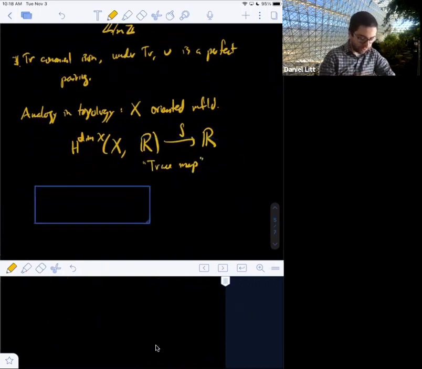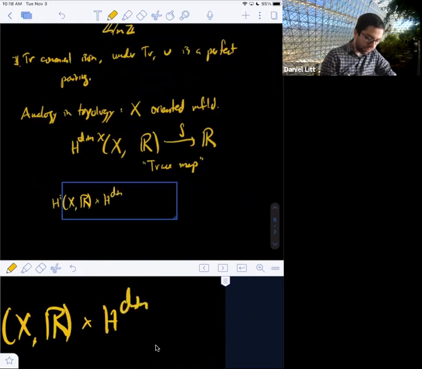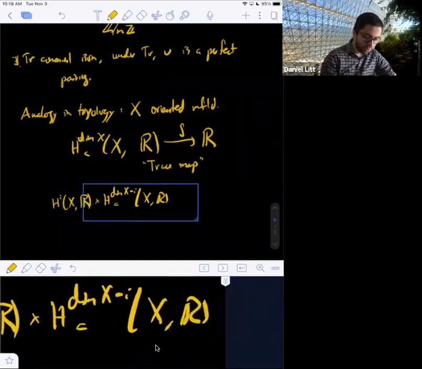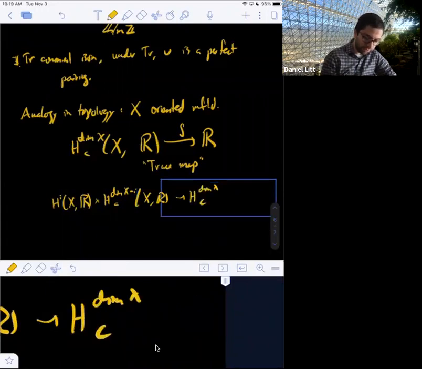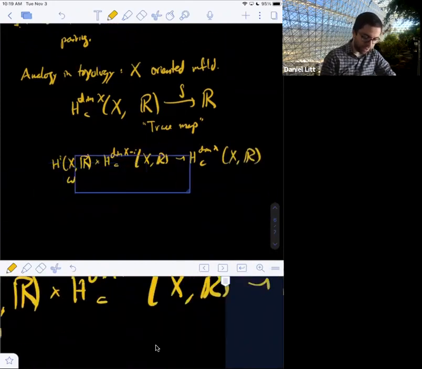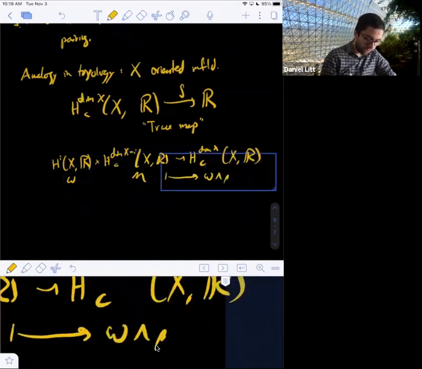And then what is the cup product? Given a map H^i(X, R) times H^(dim X minus i)(X, R), sorry, this should be compactly supported, because you can only integrate a compactly supported form, to H^(dim X) compactly supported (X, R). So what is this cup product? Given a form omega and a compactly supported form eta, we just wedge them together, and that gives us a compactly supported top form. Okay, so this is the analogous situation in topology.